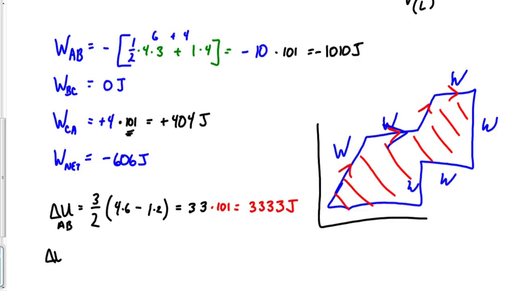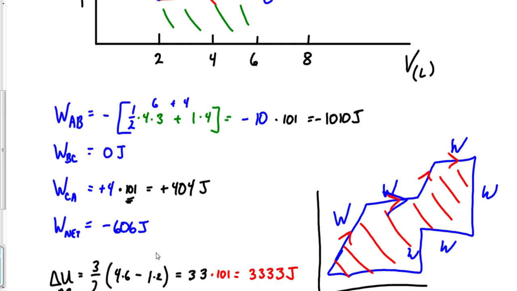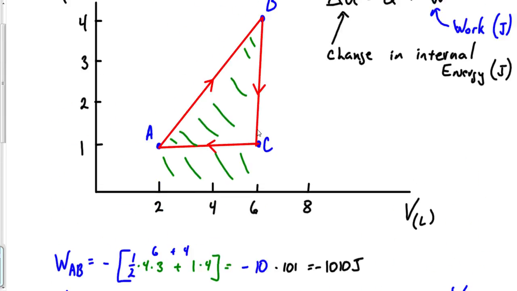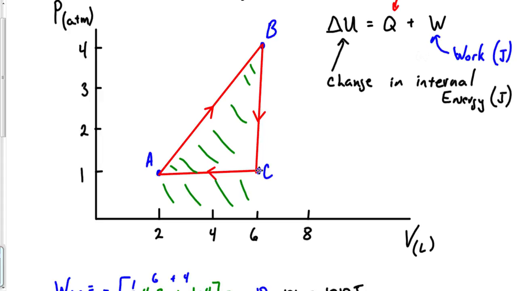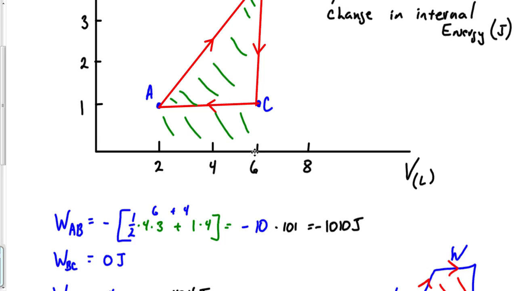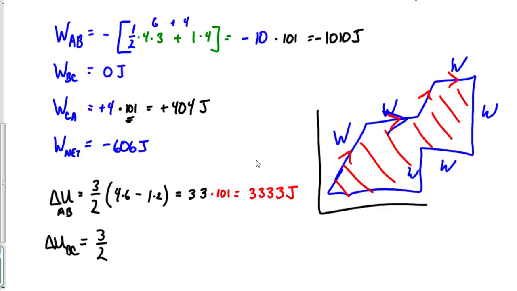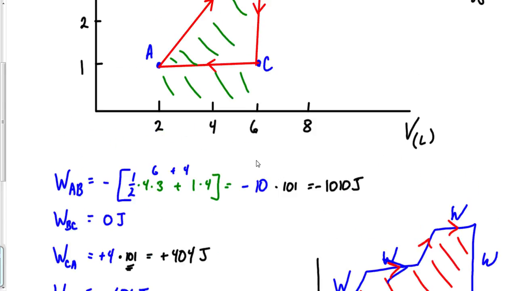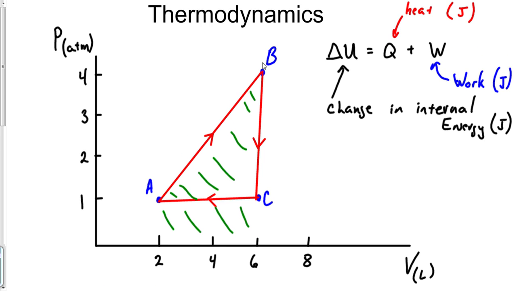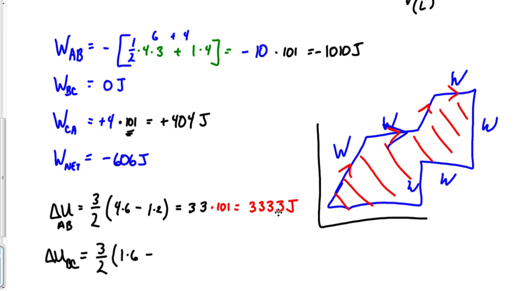Now, delta U B to C, I'm going to find every one of these delta U's, 3 over 2. And again, it's going to be PV minus PV. So in this case, B to C, it'd be 1 times 6, PV. So 1 times 6 minus the initial PV. 4 times 6, 24.